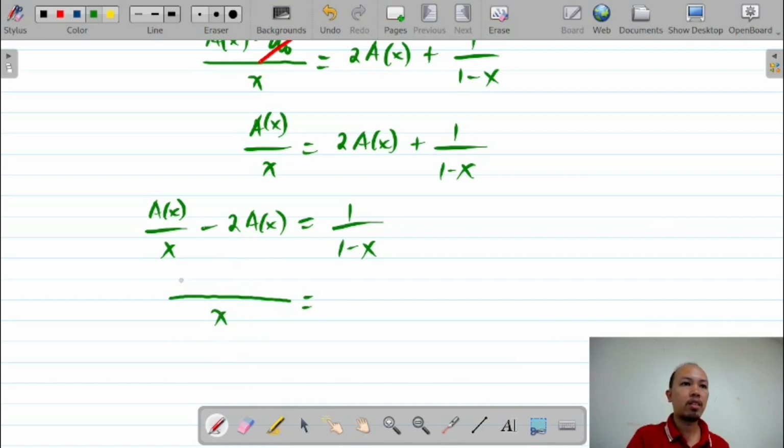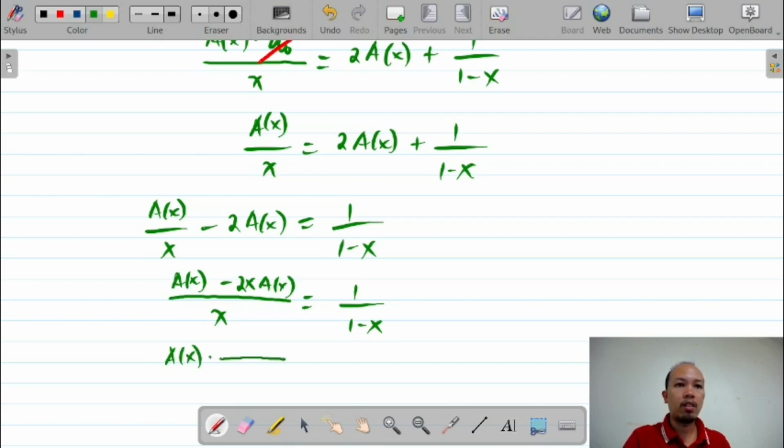And then I guess we can get the LCD, which is x. We have a of x. I know you are very familiar with this one. 2x a of x, 1 over 1 minus x, and then you can factor out a of x. Okay, a of x times this is x, and then 1 minus 2x is equal to 1 over 1 minus x.